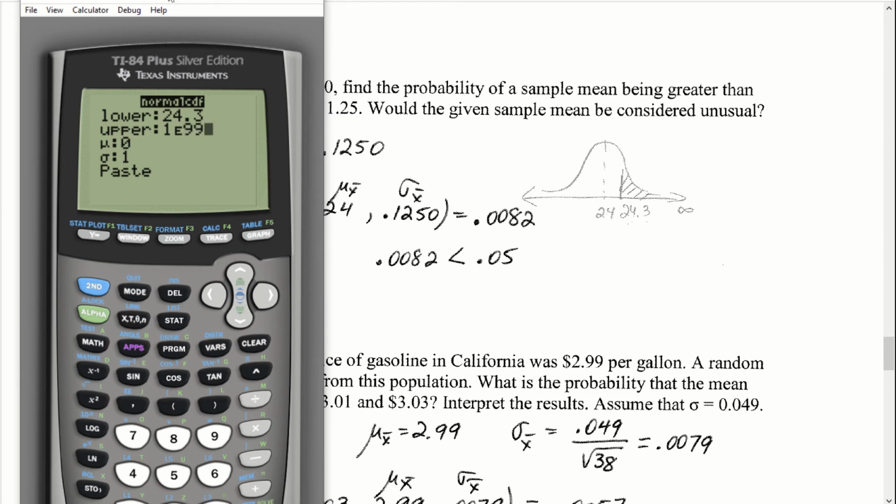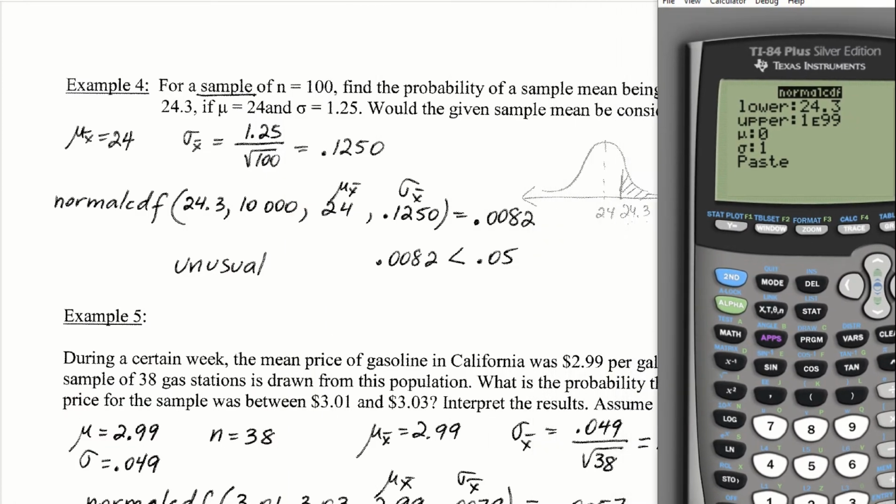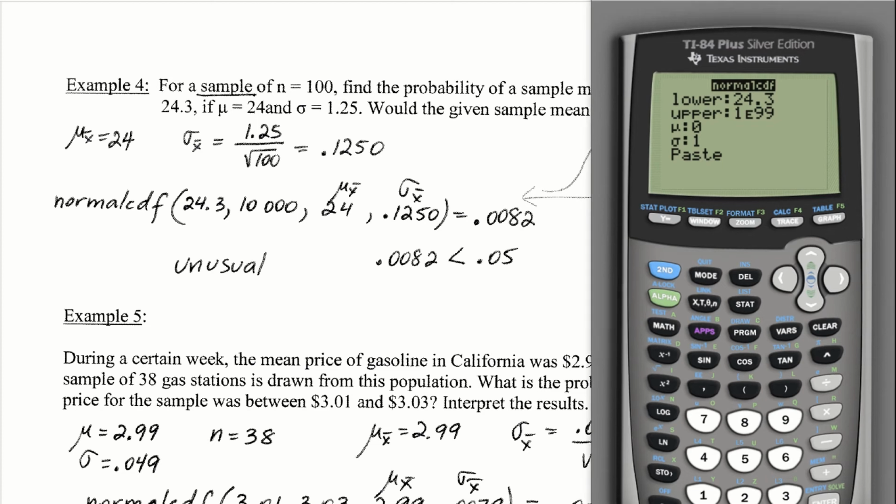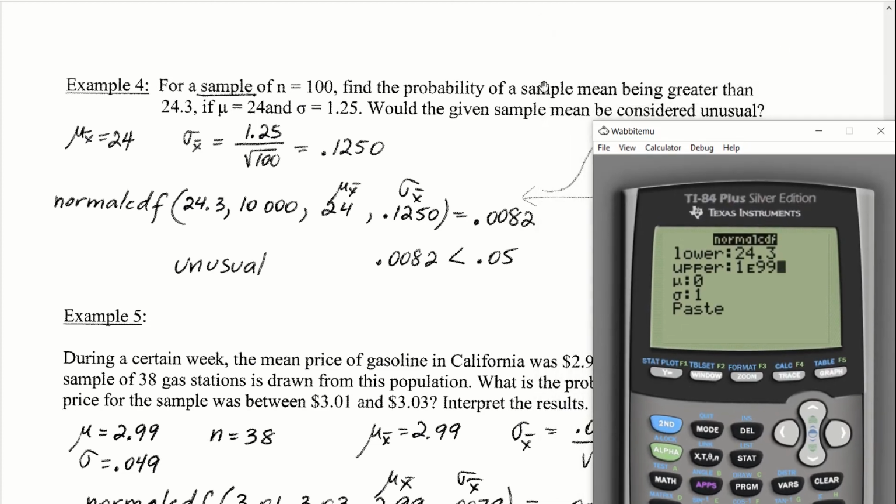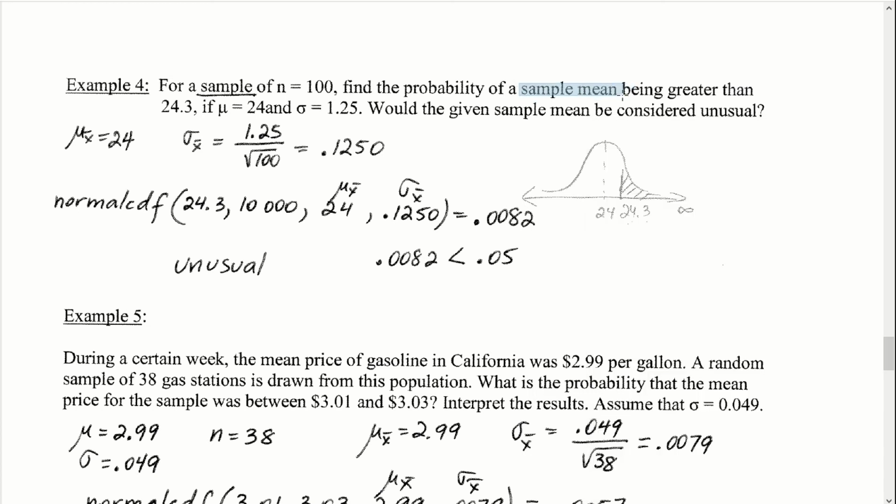And this is the thing, especially in this 5.4, that you have to pay very, very close attention to. The probability that we're computing isn't the probability that a single value is greater than 24.3. It's the probability of a sample mean. Remember that sample means are the objects that naturally belong to the sampling distribution. Therefore, you need to use the mean and the standard deviation of that sampling distribution.